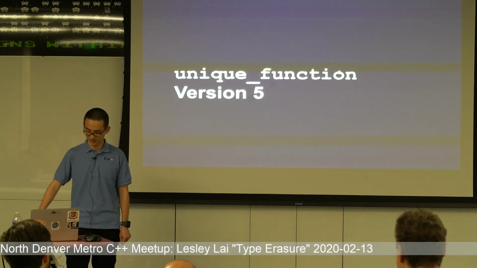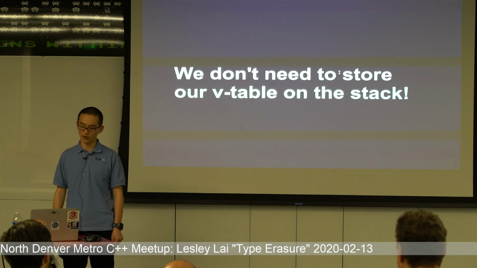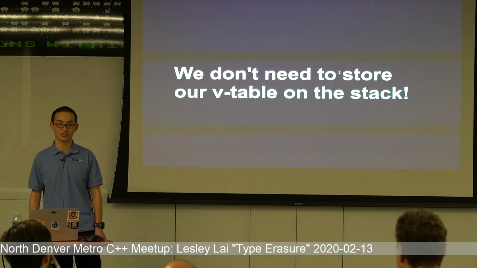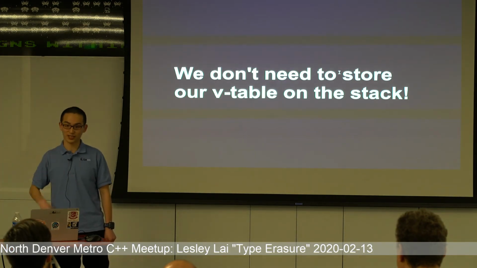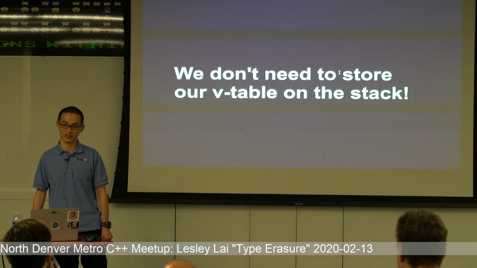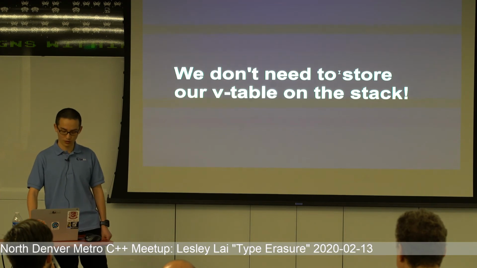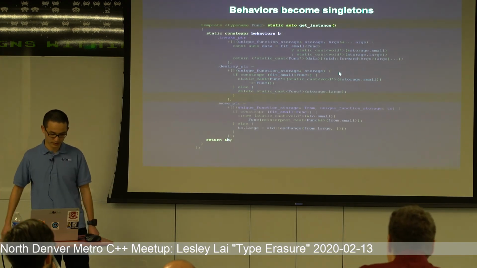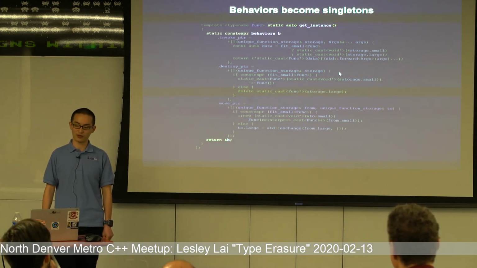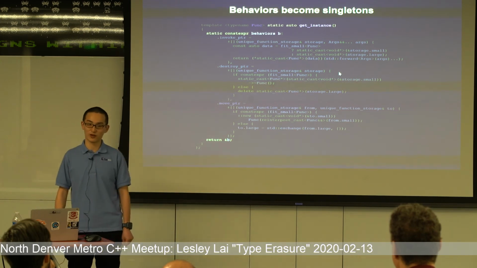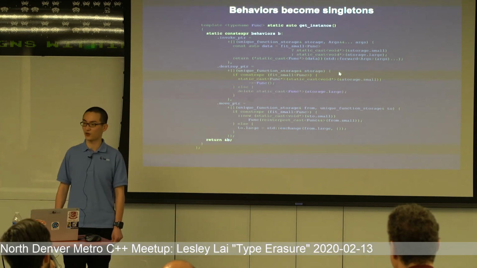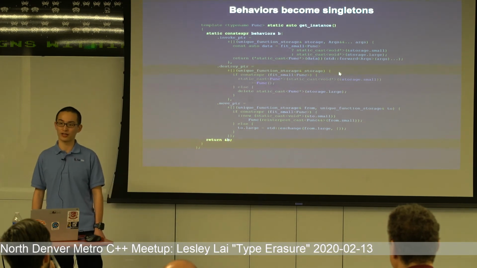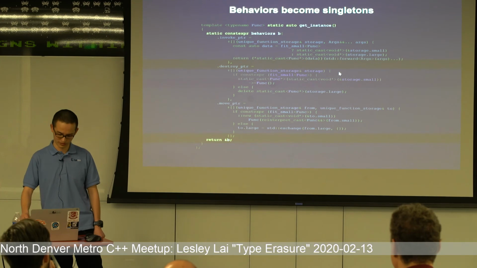Unique function version 5. We don't need to store the whole vtable on the stack because currently our vtable is 3 function pointers, so it's 24 bytes. For some other types our vtable can even become bigger. And if some day we use a 128-bit system, then it will become bigger, basically. So we don't want to store our vtable on the stack. The way to do it is first to make our behavior a singleton. If you are a good OO programmer, your first reaction to hearing singleton is probably that it's not good. But I think in this case it's OK because, one, behaviors don't have any initialization order problem, and two, it's constexpr, so I don't think it's a problem.